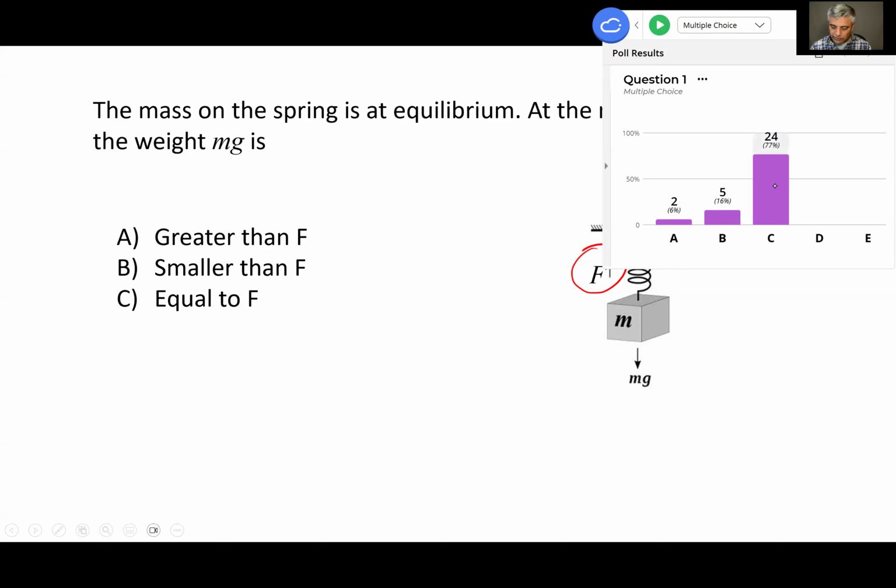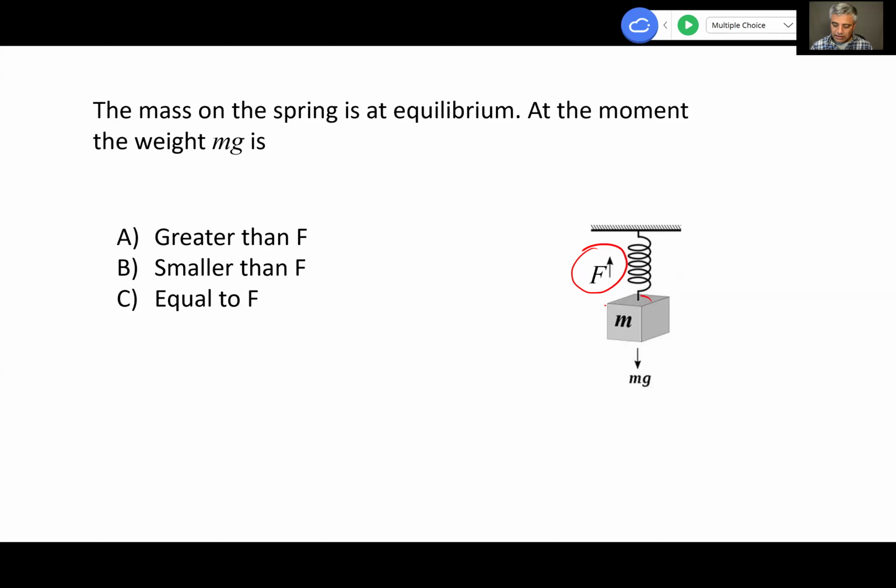Mostly equal to F, and that is the correct answer because it is in equilibrium. Equilibrium means net force must be 0. If I were to make a free body diagram, F, mg, acceleration 0 means this force is balancing the mg, and that's what we talked about in the previous slide.